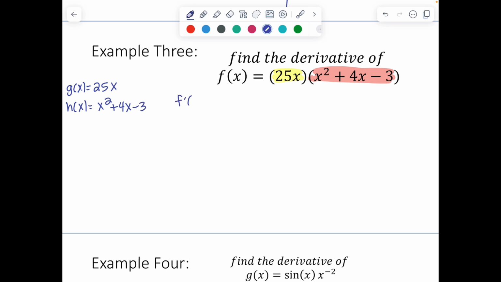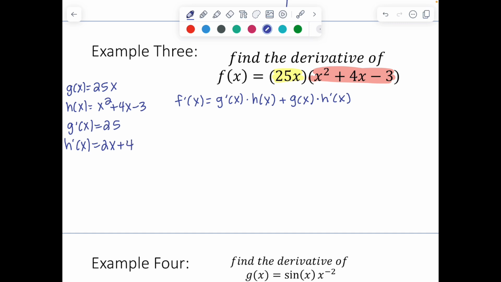So then I'm going to define my product rule as the derivative of the first function, which in this case is g, times the original second, which is h of x, plus the original first function times the derivative of the second, just like that. And that is still the product rule. I'm just using different notation. So the derivative of g of x is 25. The derivative of h of x is 2x plus 4.